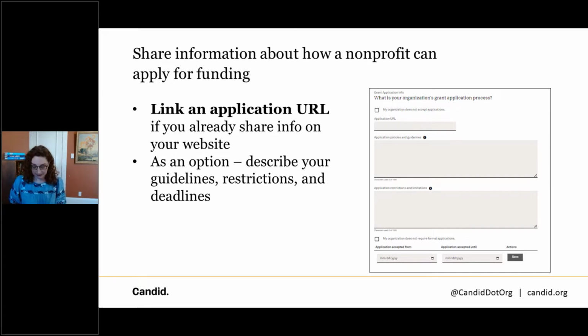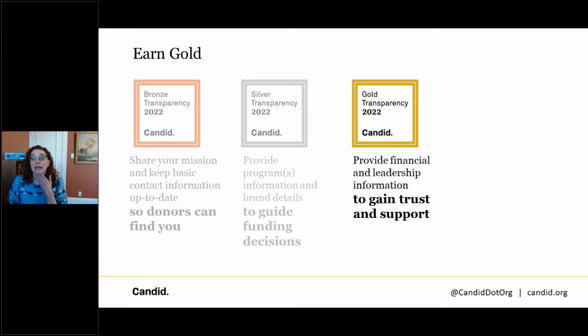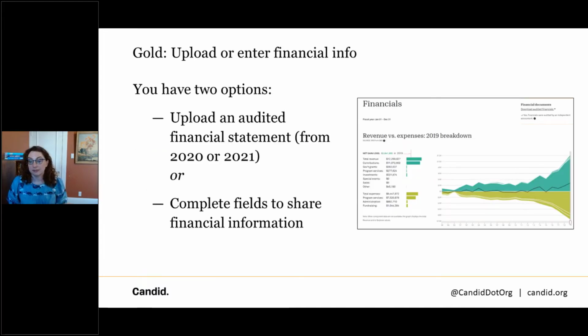So you can express in your own words and also in the form of dates, kind of what some of that process looks like. And then moving on to Gold, this is again where you can share financial information that helps people have a clearer sense of the capacity for funding that your organization has and how that capacity is deployed. So here you can upload a financial statement if you have one, or type in information if you don't have a completed audited statement.